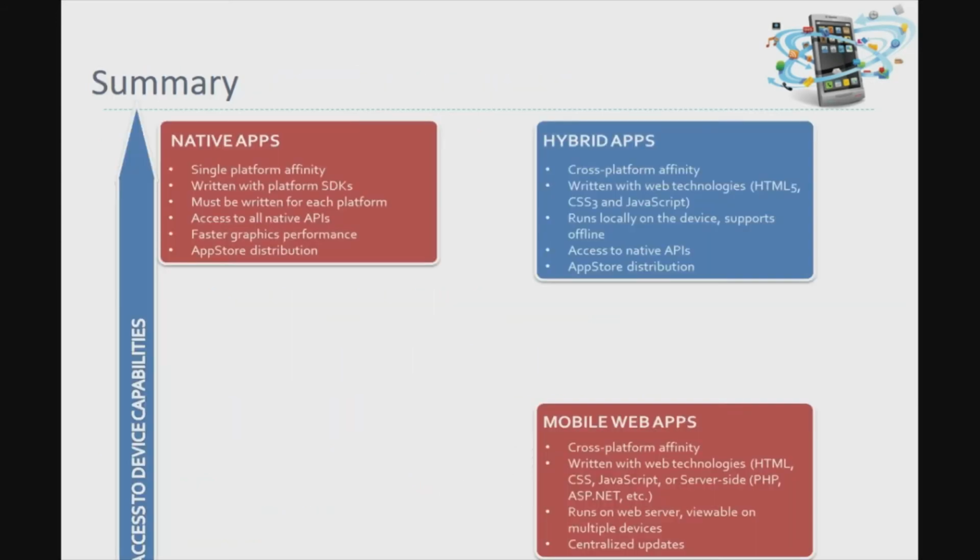This one is the summarization of the mobile web, native application, and hybrid application. These are the positions of the native application compared to the access to device capability. This one is the platform affinity.